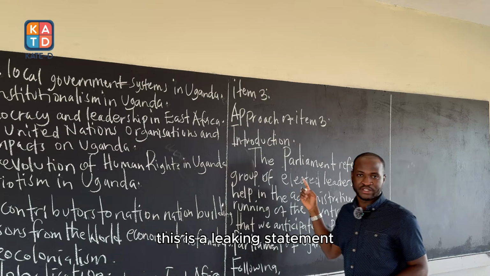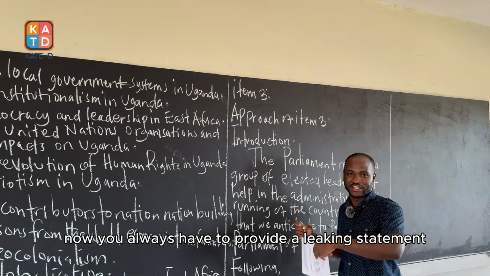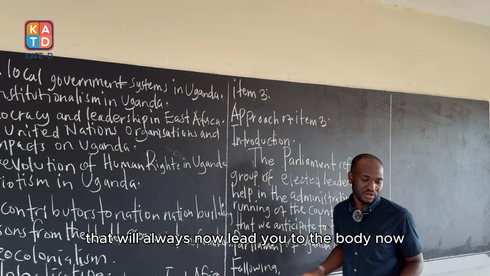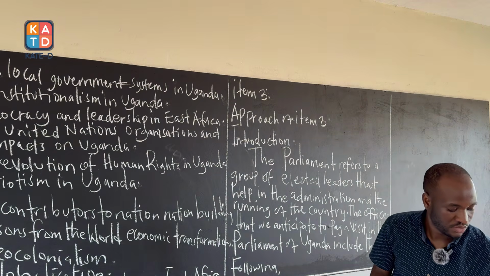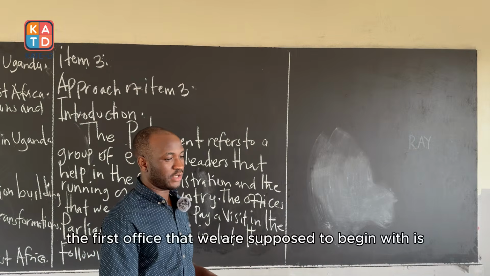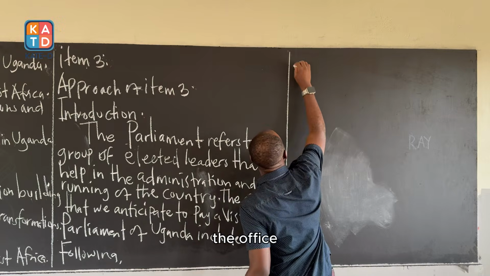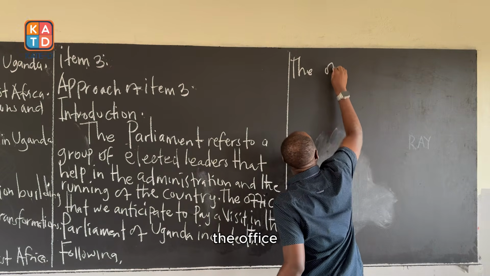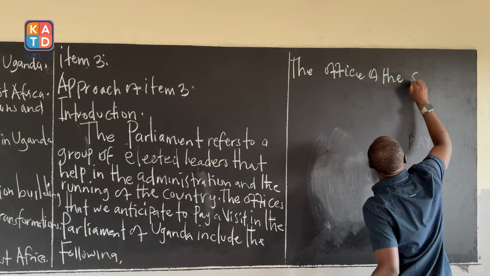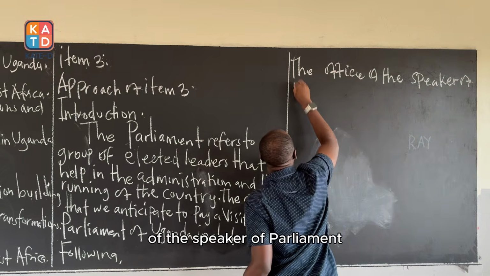This is a linking statement. Having seen the introduction, you always have to provide a linking statement that will lead you to the body. Now, if we are to start with the office, the first office that we are supposed to begin with is the office of the Speaker of Parliament.